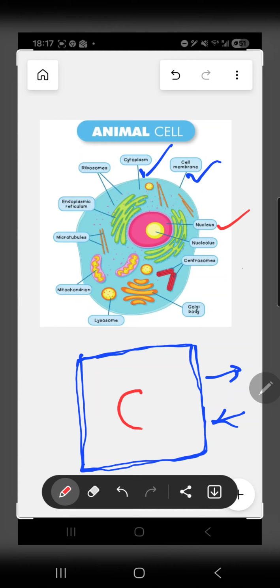So, let's draw our nucleus, and I want you to see this nucleus as the city hall of the city. It makes the rules and sends instructions to the rest of the city. Without it, the city would be chaotic and completely unorganized. So, a nucleus contains DNA and it controls the activities of the cell.